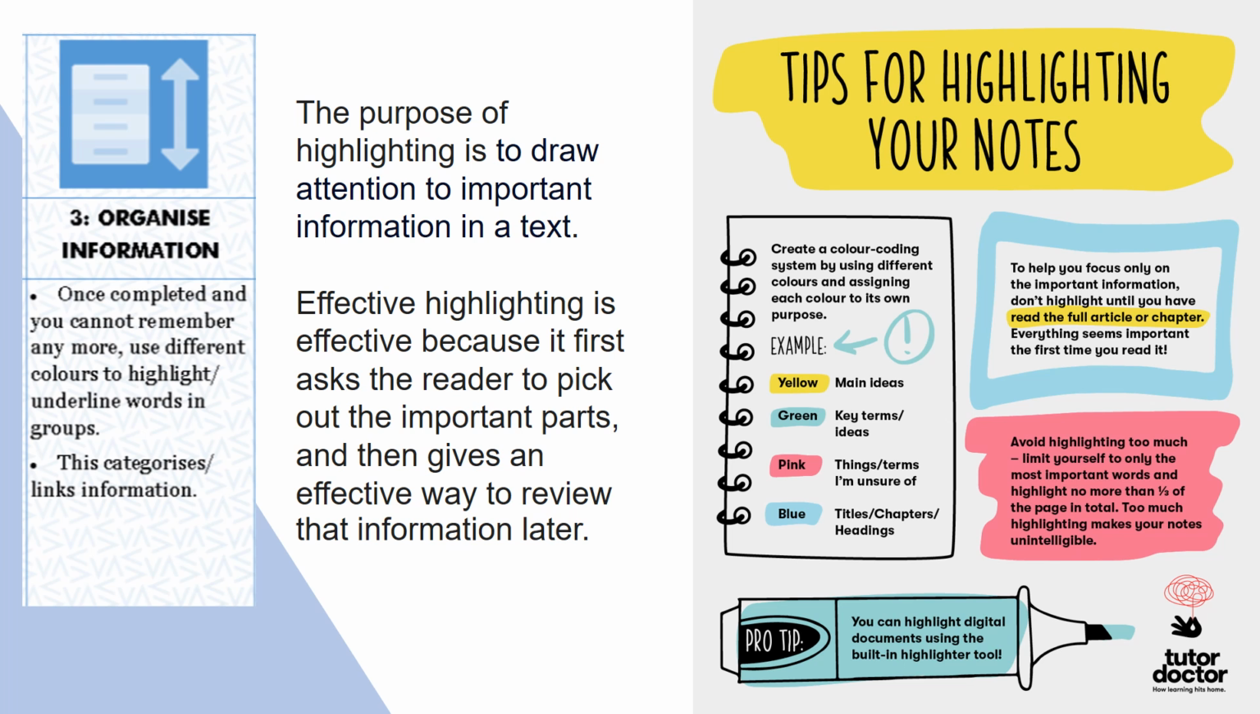Step 3, organise information. Once you've completed, and you cannot remember anymore, you're at that point. Use different colours to highlight and underline words in groups, themes, topics. The purpose of highlighting is to draw your attention to important information in that text. So if you look on the right hand side, there are some tips for highlighting your notes. Yellow you might use for your main idea, green for key terms, ideas, pink might be things like dates, and blue might be your titles, chapters, headings, etc. Avoid highlighting too much information, no more than half the page in total. Too much highlighting makes your notes illegible.